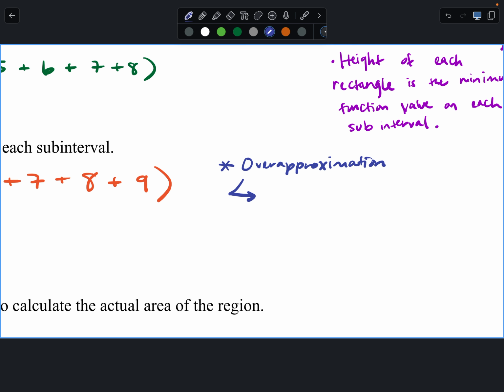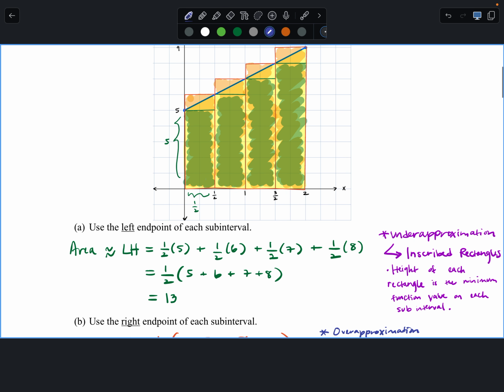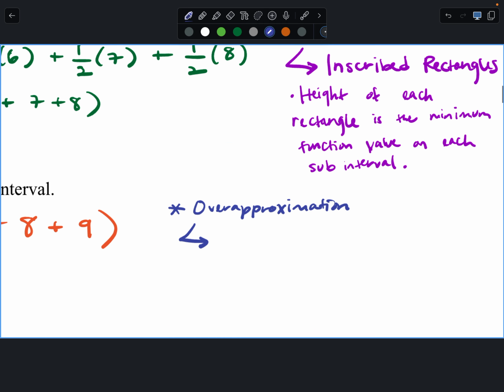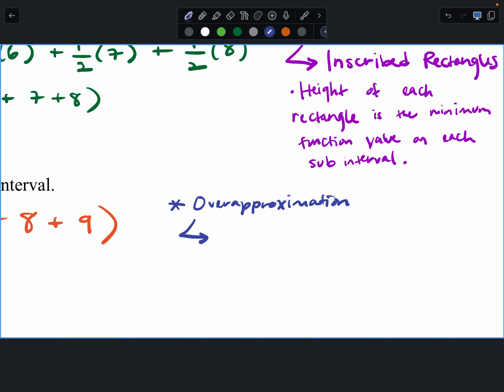And using the right endpoints, we actually ended up using what we call circumscribed rectangles, not triangles, circumscribed rectangles. And for circumscribed rectangles, the height of each rectangle corresponds to the maximum function value on each subinterval.